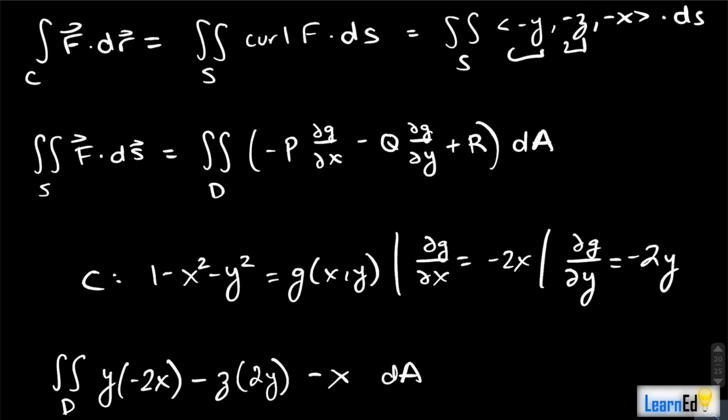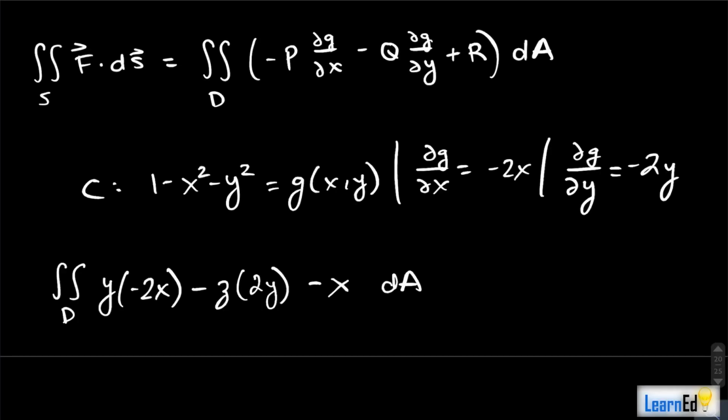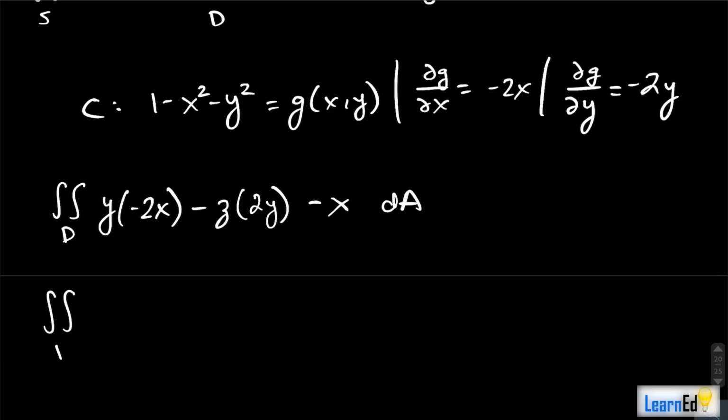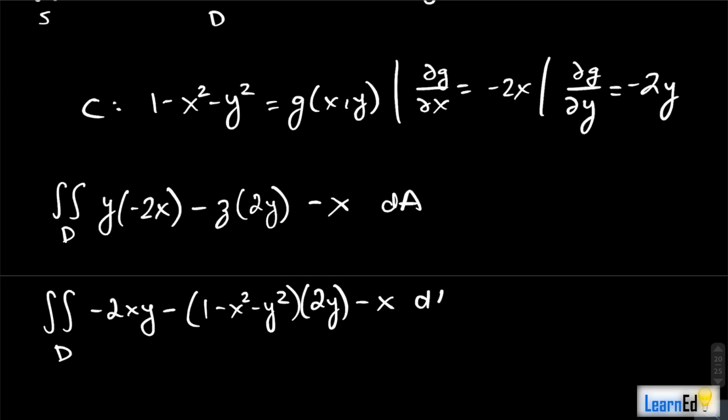Now the thing is, this is a double integral, but we have 3 variables in there. We have an x, a y, and a z. So what we're going to do is we know that z equals 1 minus x squared minus y squared, right? That's what c tells us. So we're going to be plugging that into our integrand. Okay, so we're going to have the double integral over D of negative 2xy minus a 1 minus x squared minus y squared times 2y minus x dA.